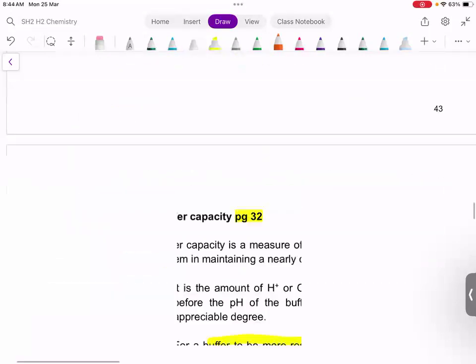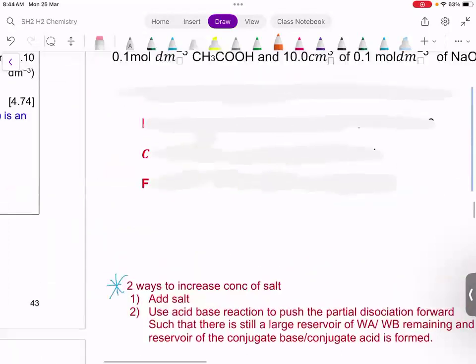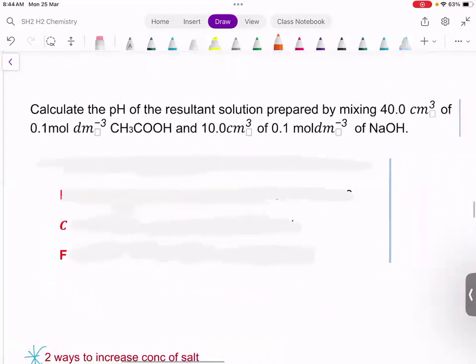Okay, so let's move on. Oh, this part. I would like you to try this. This is not in your checkpoint, but this is tutorial. So I need to show you how to calculate if this appears in your tutorial. Instead of just adding the weak acid and the salt together, or weak base and the salt together, we are forming a buffer system through a reaction. So in this case, you need to calculate the ICF.